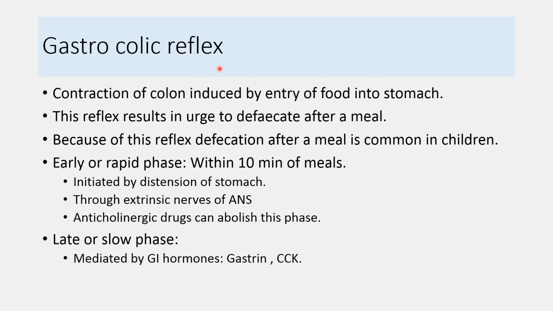Gastrocolic reflex, as the name suggests, is the contraction of the colon induced by the entry of food into the stomach. This reflex results in an urge to defecate after a meal, and because of this reflex, defecation after a meal is common in children. Now this reflex occurs in two phases: an early or rapid phase within 10 minutes of meals. It occurs because of initiation by distension of the stomach and through extrinsic nerves of the autonomic nervous system. It initiates the gastrocolic reflex.